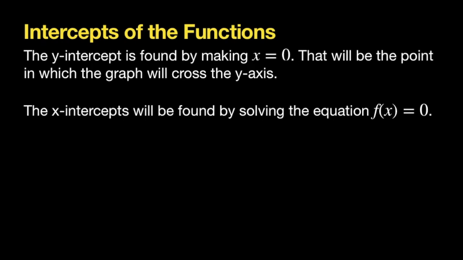We also need to consider the intercepts of the function. The y-intercept is found by making x equal to 0. That will be the point in which the graph will cross the y-axis. The x-intercept will be found by solving the equation f of x is equal to 0. For that portion, you may need to just do factoring. You may be able to complete the square or use a quadratic formula. In some cases, you're going to have to use the fundamental theorem of algebra, and you have to do P over Q to find the rational roots.